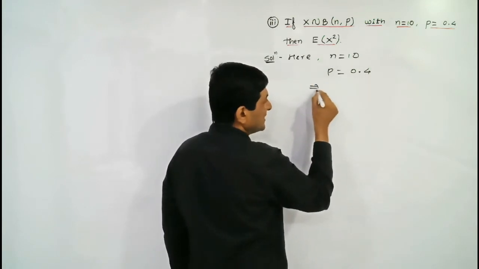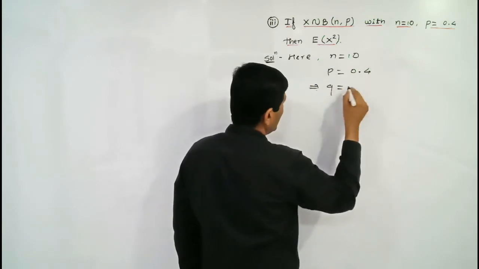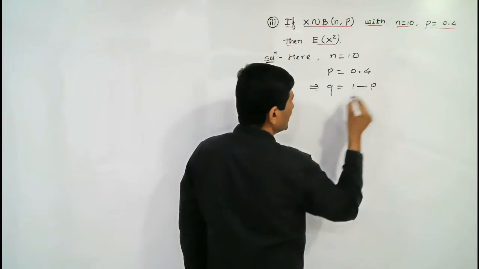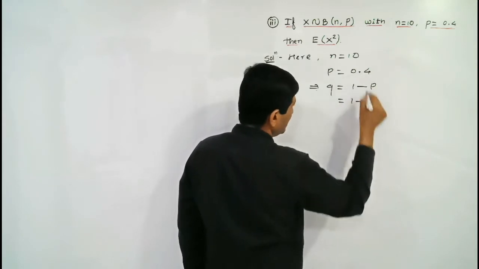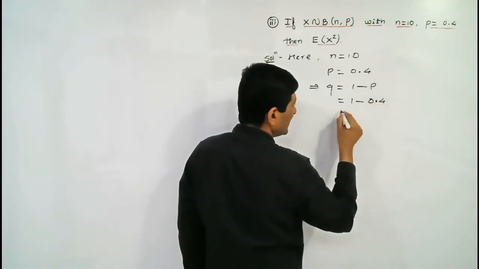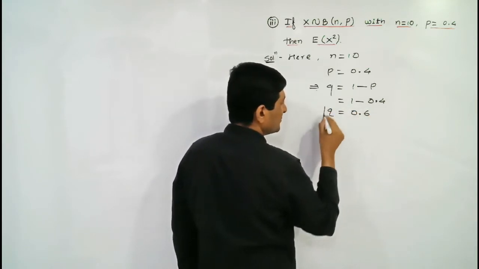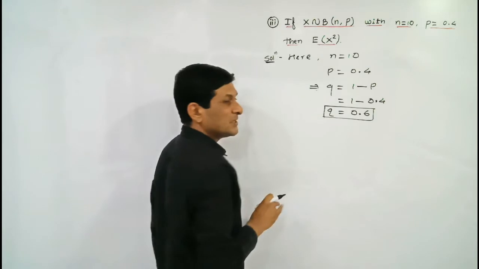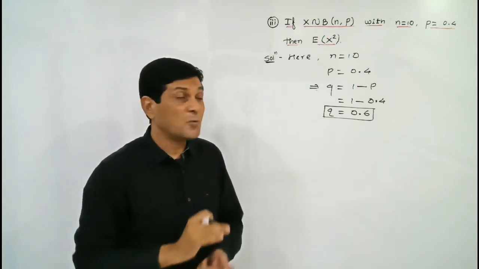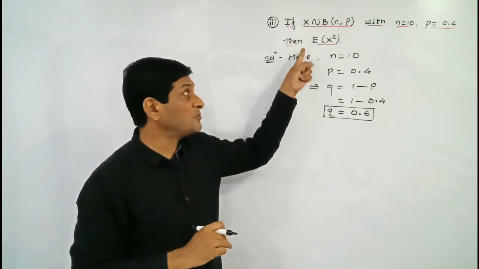So this implies that q is equal to, what is the formula to find out q? 1 minus p is equal to 1 minus, p is nothing but here 0.4. So 1 minus 0.4 will be equal to 0.6. In this way we have got the value of q. q is equal to 0.6. Now using this condition, what we have to find out?